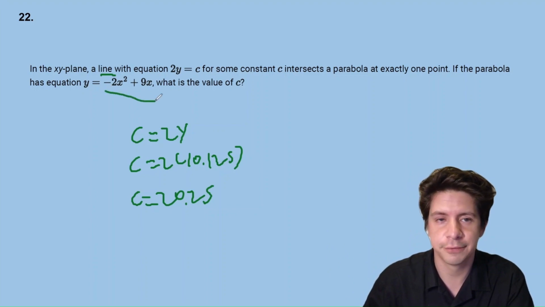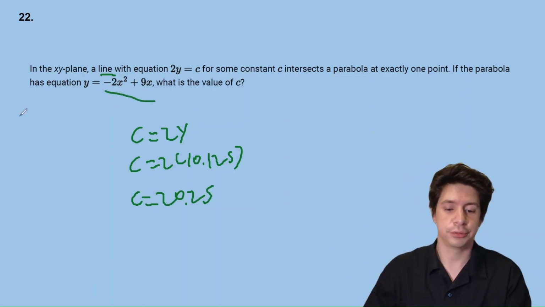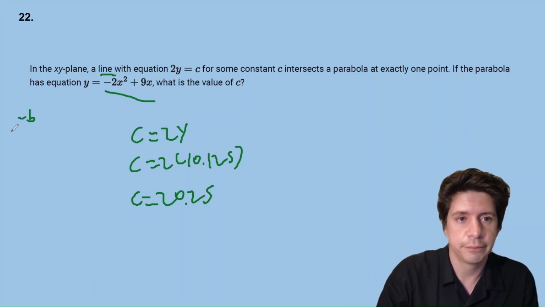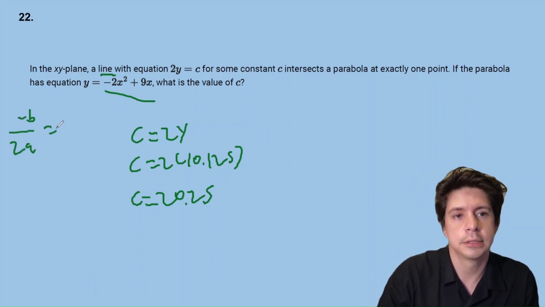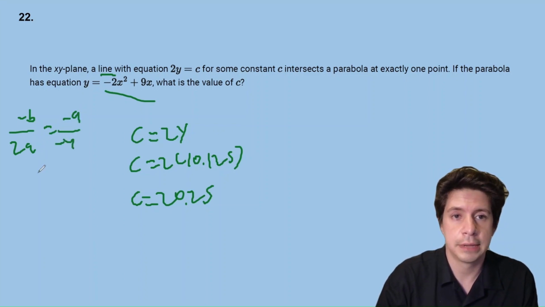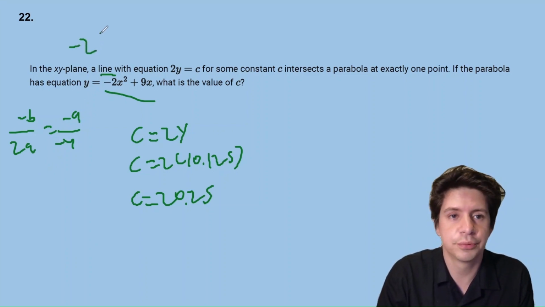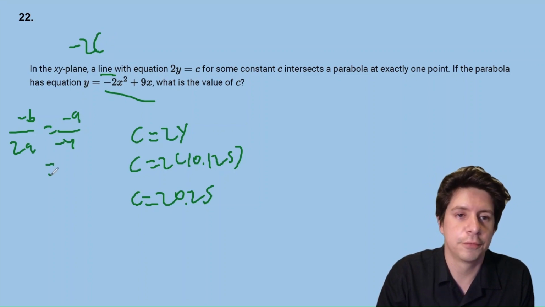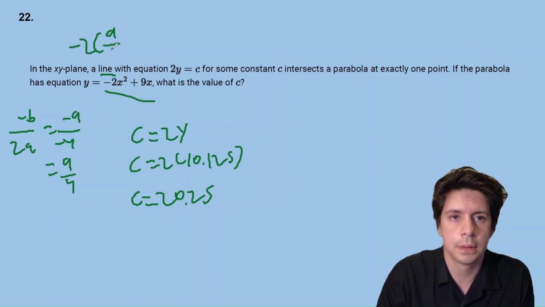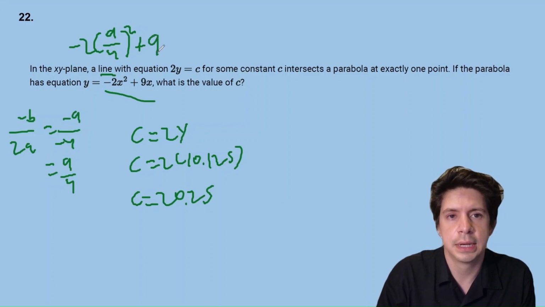We find the x value at the vertex by doing negative b over 2a. Negative b over 2a is going to be negative 9 over negative 4. Okay, and we plug that into the equation. So we're going to do negative 2 times the quantity, negative 9 over negative 4, which is just 9 over 4, squared, plus 9, and then x is going to be 9 over 4 again.